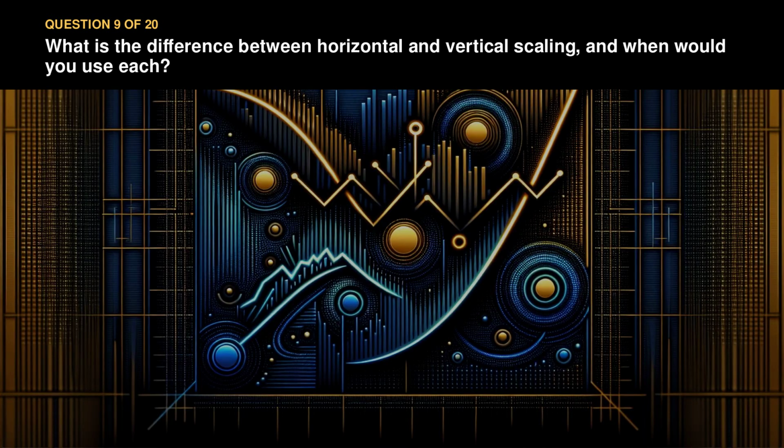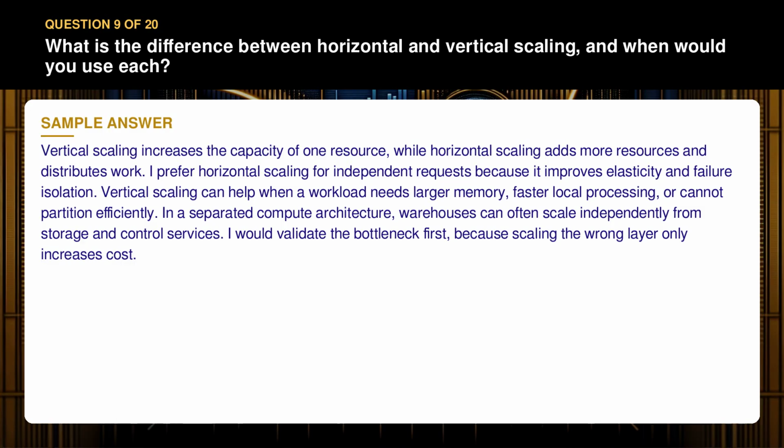Question 9. What is the difference between horizontal and vertical scaling, and when would you use each? Vertical scaling increases the capacity of one resource, while horizontal scaling adds more resources and distributes work. I prefer horizontal scaling for independent requests because it improves elasticity and failure isolation. Vertical scaling can help when a workload needs larger memory, faster local processing, or cannot partition efficiently.